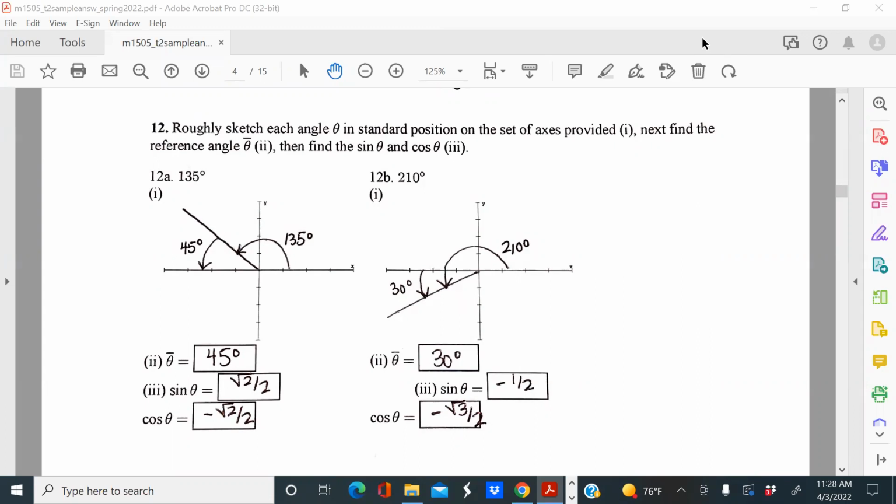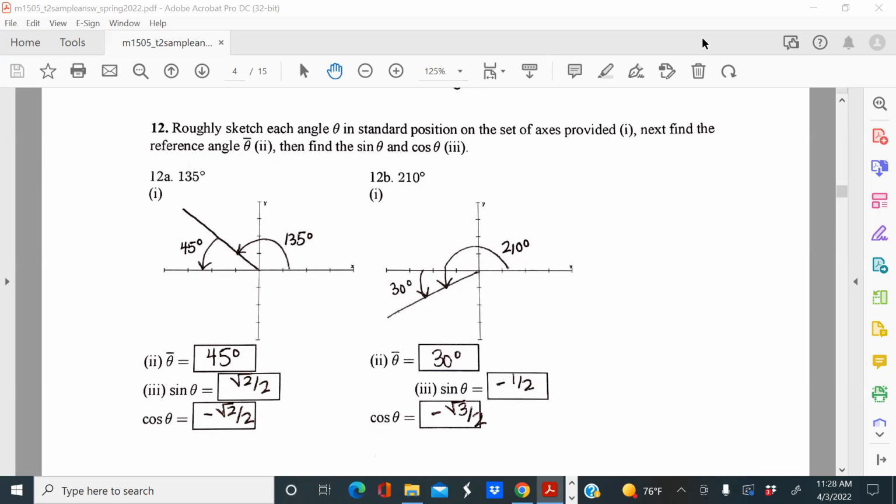And so the device we use to compute those trig ratios for these angles bigger than 90 degrees or negative angles is what's called the reference angle. Okay, and so this may be one of the trickier things for you to do on the exam: compute trig ratios using reference angles.